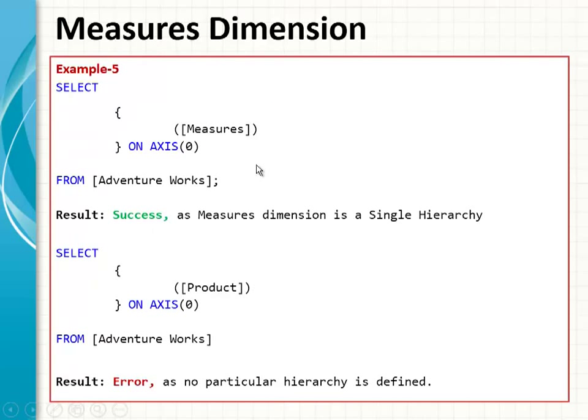The last one is showing an interesting behavior difference between measures dimension and any other dimension. Now in this first example of MDX query, we are using on axis 0 the dimension name measures and it runs successfully. In second query, in the below part of the screen, we are using the other dimension, that's product dimension name on axis 0 and it's resulting in an error. Let's see an example of this.